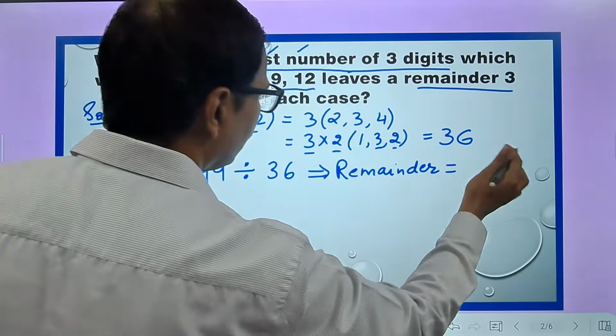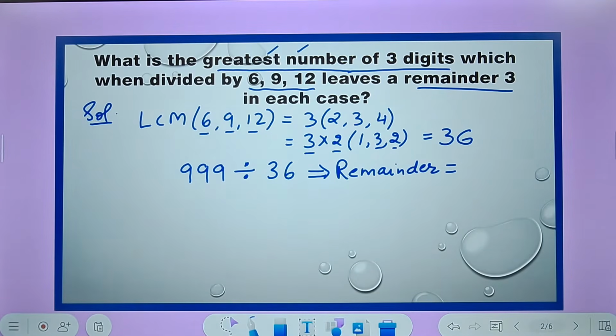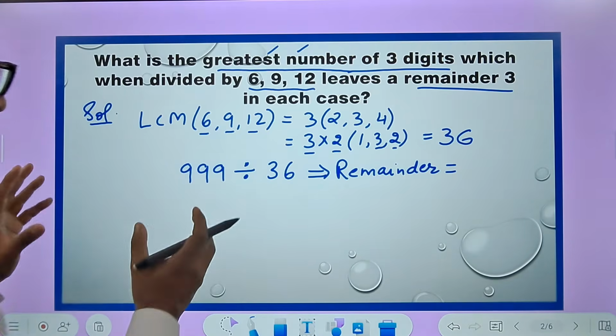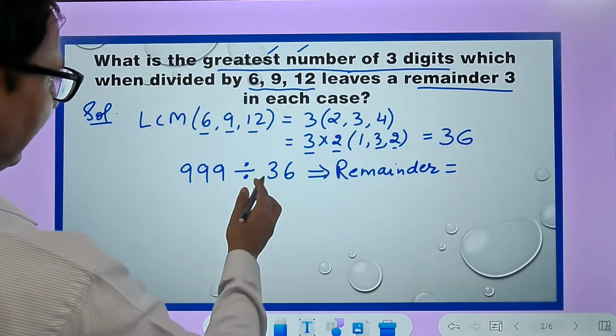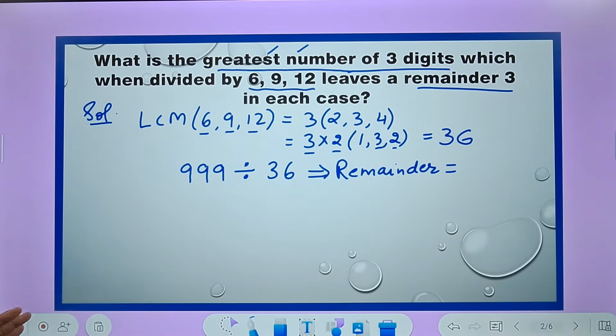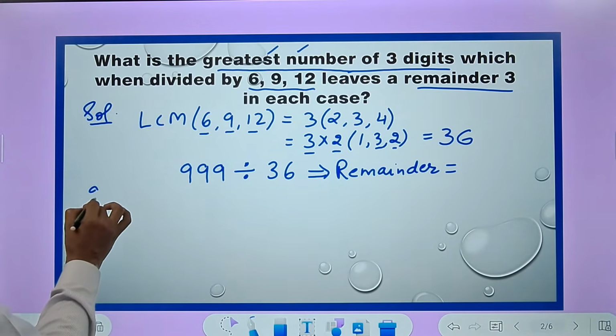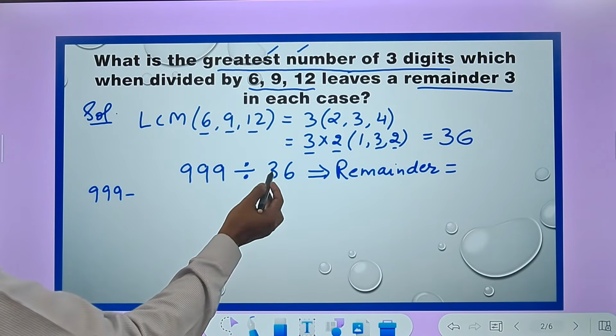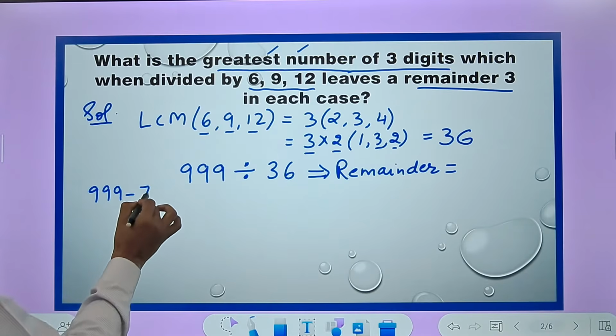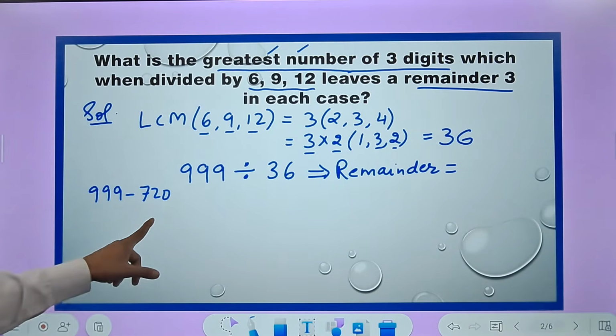Now this is the step which we have to perform. Remainder equal to what? To find the remainder, we can use another short method of dividing the numbers, and I'm sure you will love the method. This is called the partial quotient method. So 999 divided by 36, quite difficult to do, right? But 36 10 times is 360, 36 20 times is 720. So 720 obviously is divisible by 36.